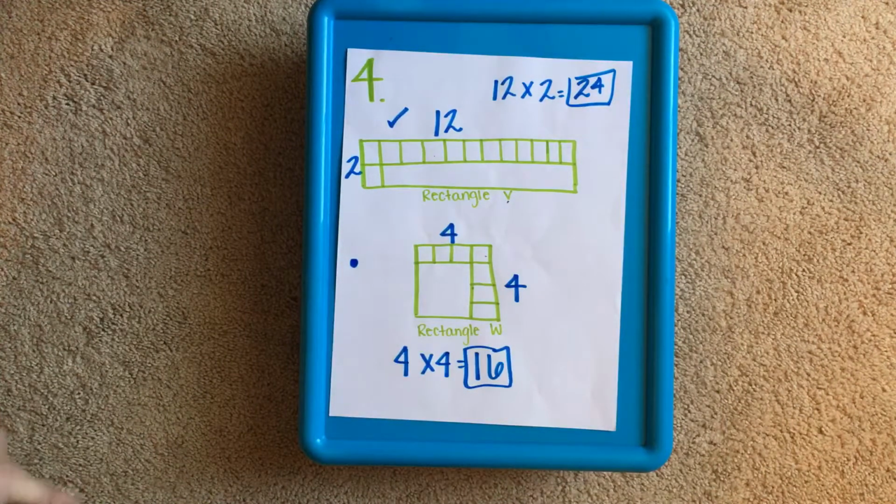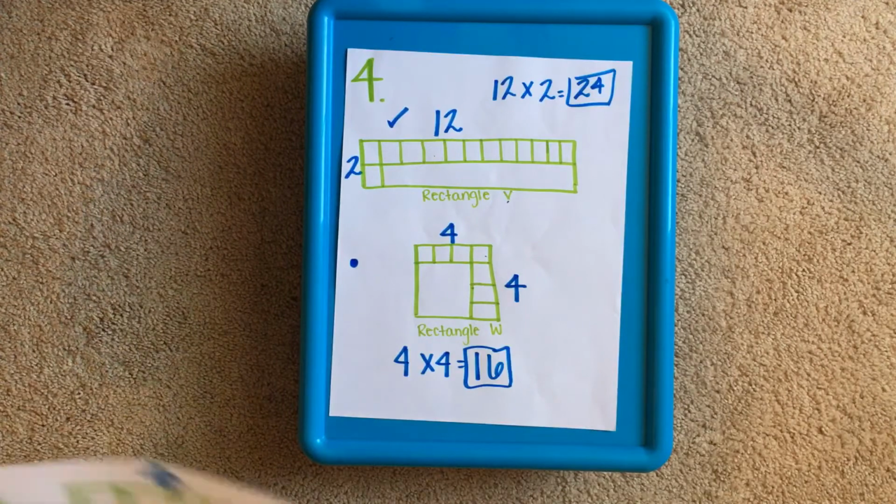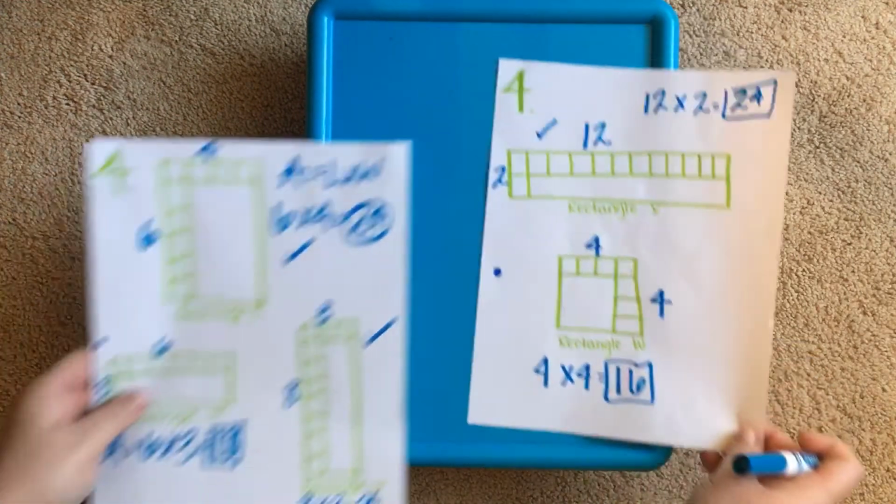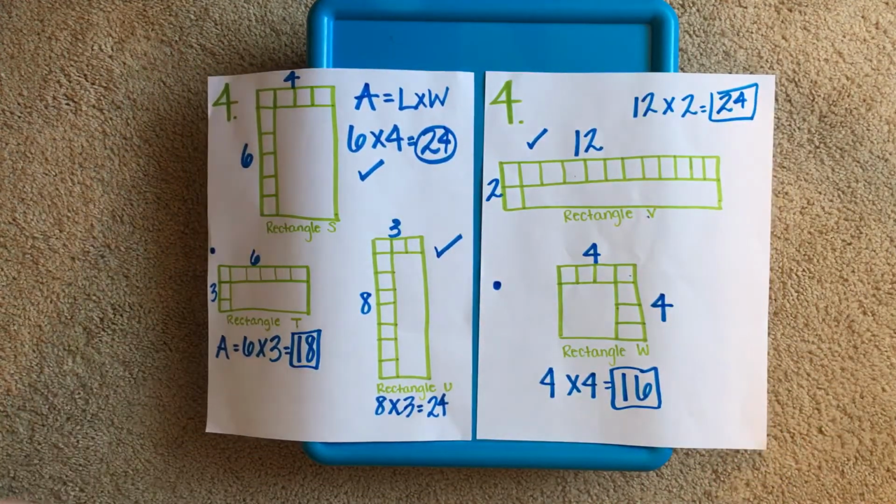So the rectangles that have an area of 24 are rectangle S, rectangle U, and rectangle V.